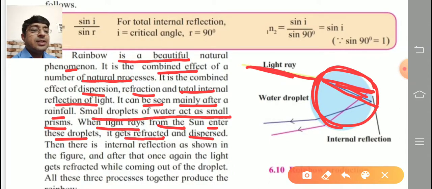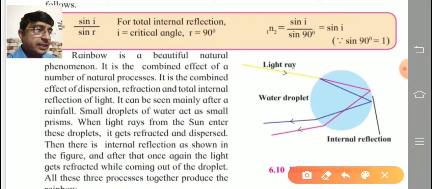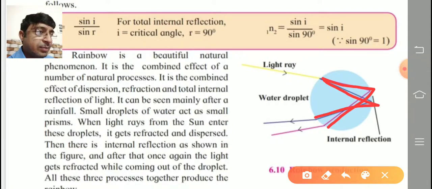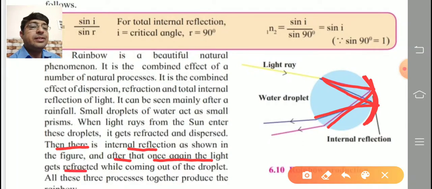Inside the droplet, refraction and dispersion occur first. Then internal reflection occurs. This is the internal reflection from this point. Check here, this is the internal reflection of the first ray and this is the second ray. From this point, what happened? Internal reflection takes place, and after that once again the light gets refracted.